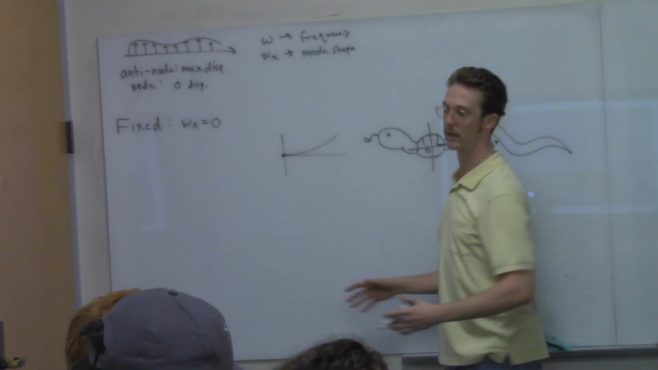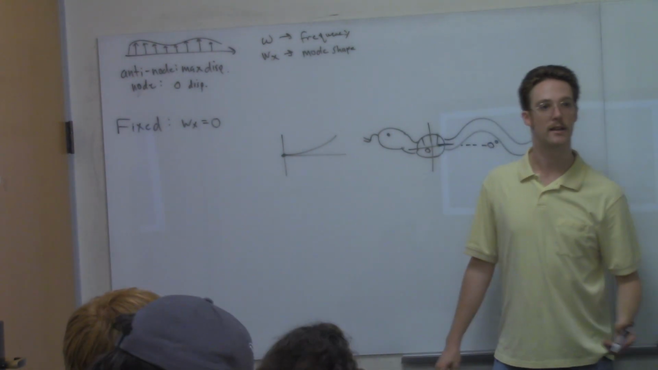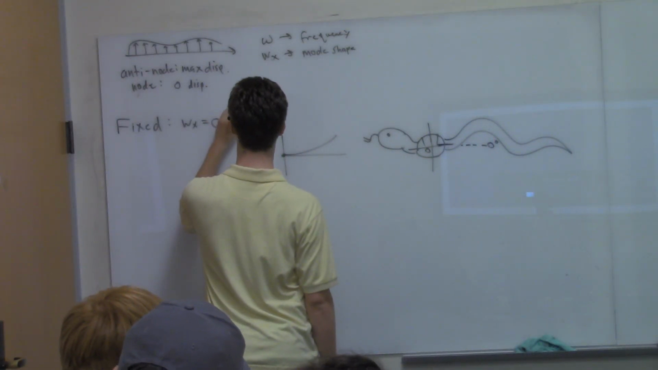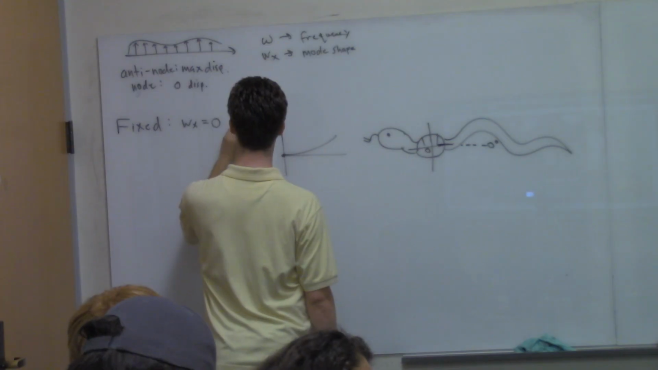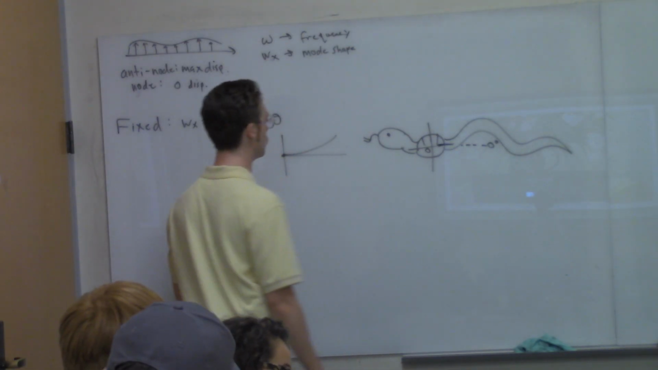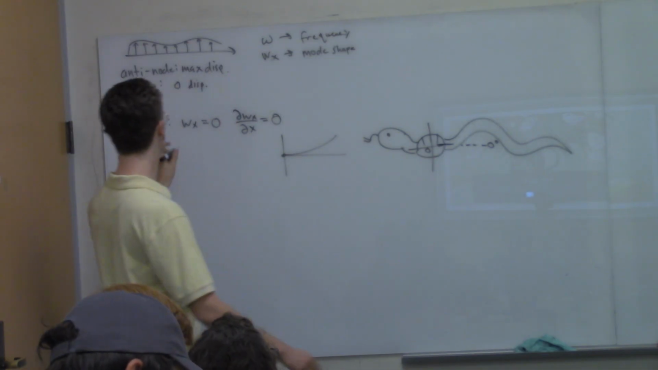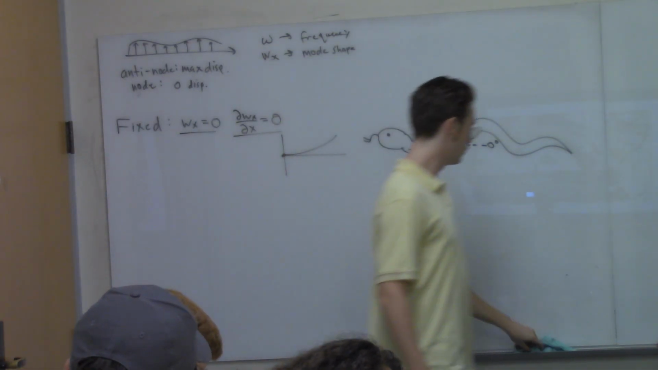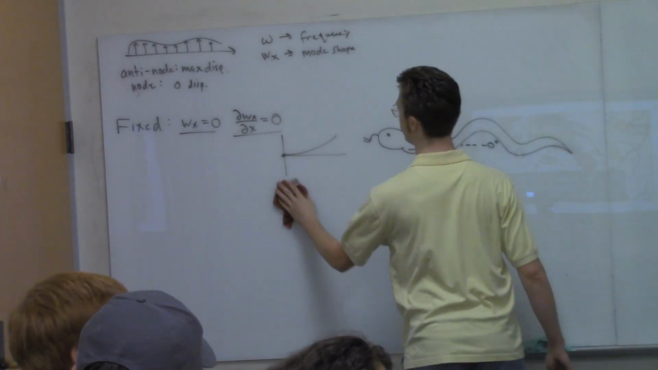And so that's where you get reaction moments and stuff like that from statics. So we're also going to say that the partial of Wx with respect to x is also equal to 0. So these are our two constraints for our fixed end.